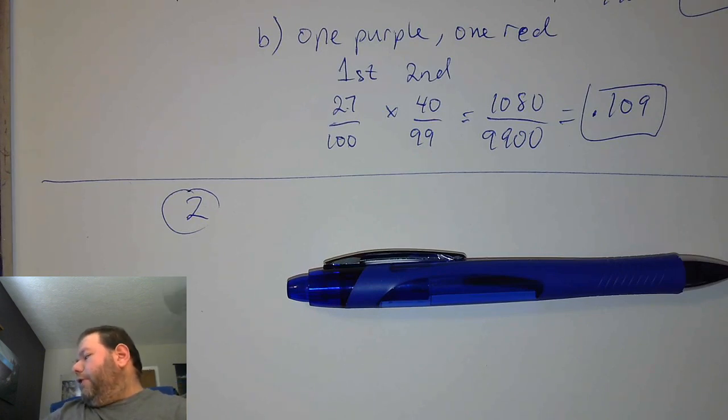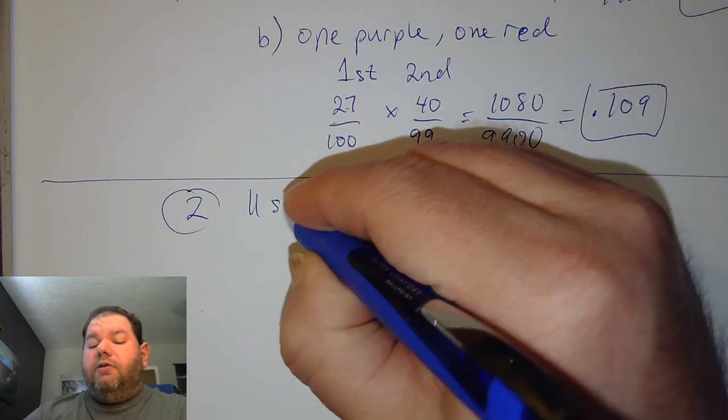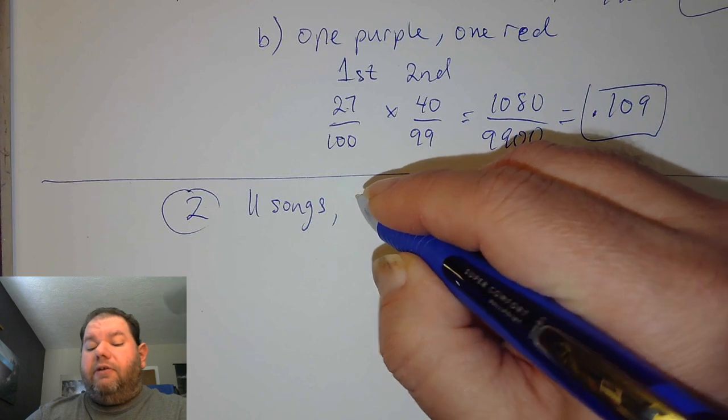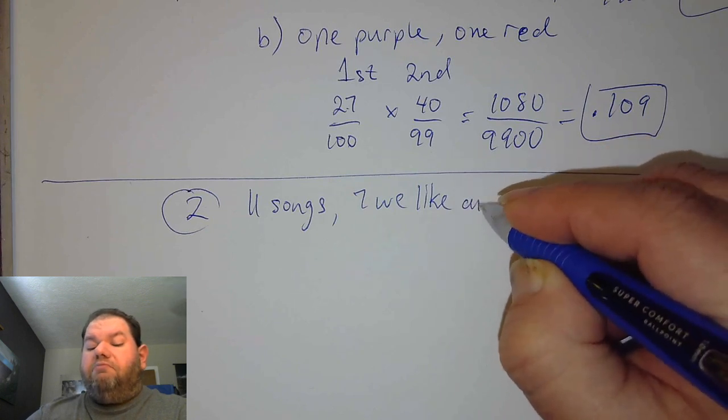Alright, suppose you bought a digital album from your favorite artist and set iTunes to play the album in random order without repeats, which again is without replacement. The album has 11 songs, and it turns out you really like 7 of them. Find the following probabilities for the first 2 songs played at random. This is actually a lot like the jelly bean problem. Even if it doesn't look like it necessarily, the concept is the same. We have 11 songs. Of those 11 songs, we like 7, and 4 that we maybe don't like as much.